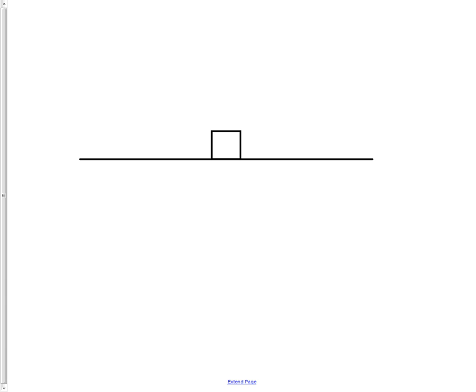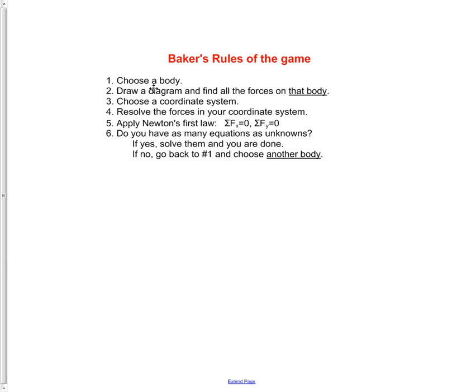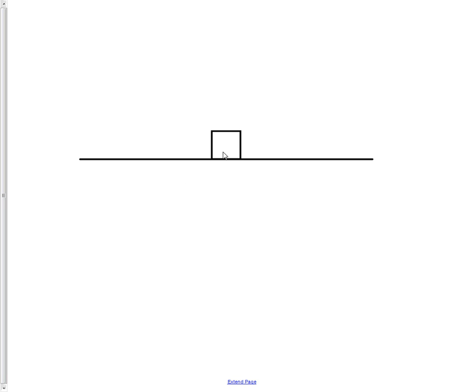Okay, so choose a body. I remind you, we're going to do number one now. We're going to choose a body. Well, guess what? I'm going to choose the coffee cup. Draw a diagram. Well, I've already started. I've drawn a picture of the coffee cup sitting on the tabletop.